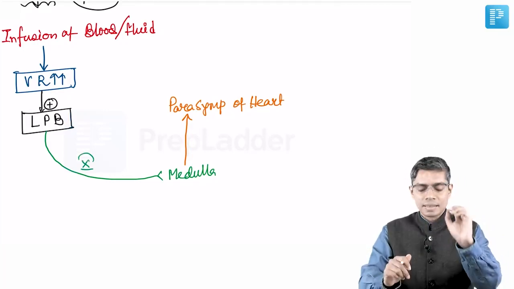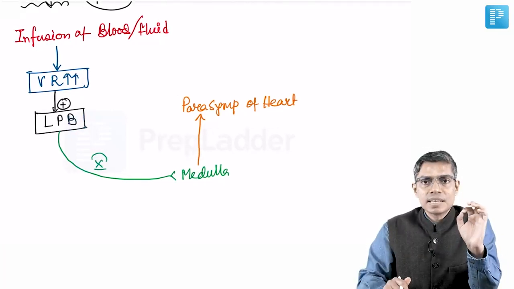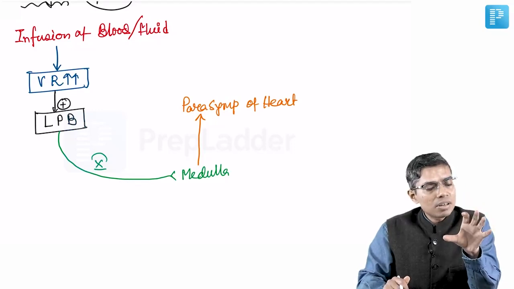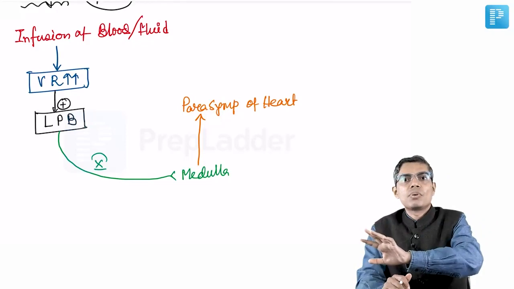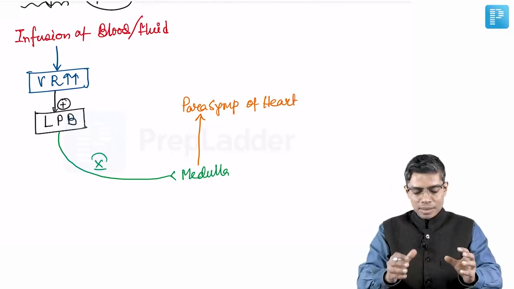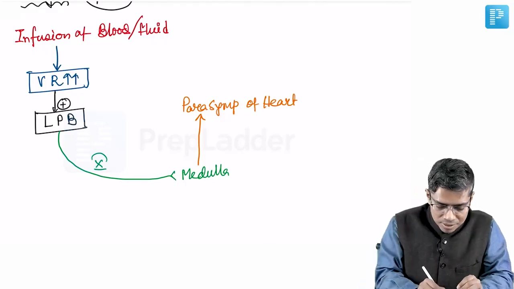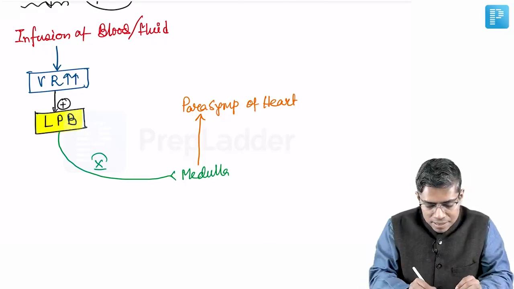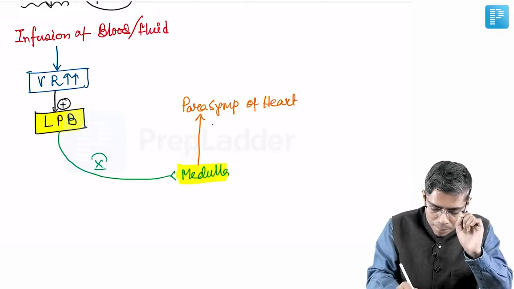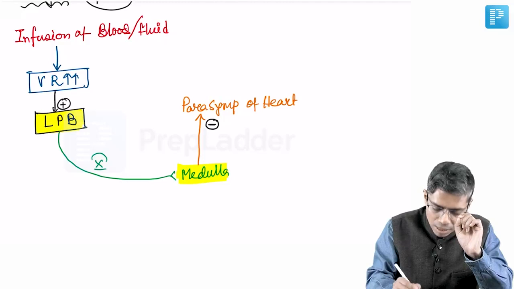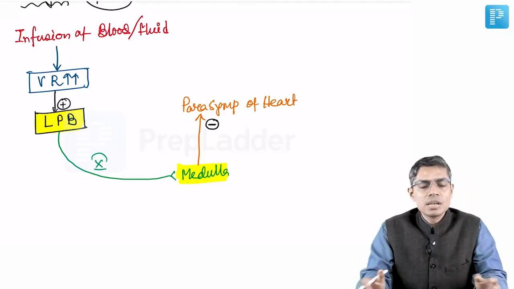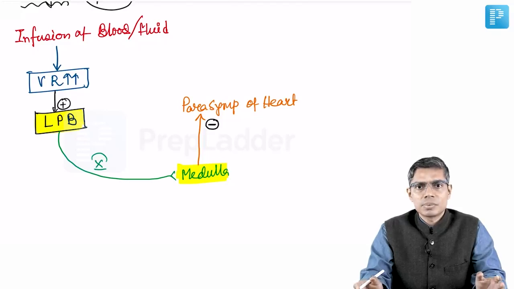Note down that in the case of Bainbridge reflex, there will be only involvement of the parasympathetic system of the heart, not the parasympathetic system of the whole body. It is a very localized response. Whenever this low pressure baroreceptor is activated, it will send a signal to the medulla, and the medulla will inhibit the parasympathetic system of the heart only, not the parasympathetic or sympathetic system of the other parts of the body.